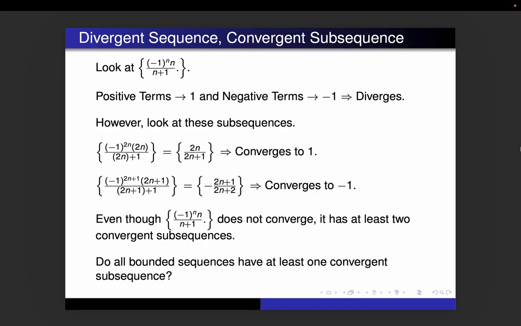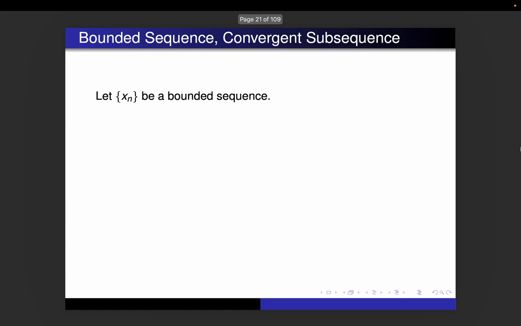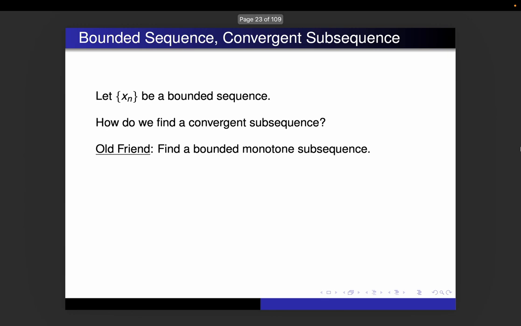The question you might ask is, do all bounded sequences have at least 1 convergent subsequence? So let x_n be a bounded sequence. How would we try to find a convergent subsequence? Well, one way of finding a convergent sequence, and this is especially true if you don't know what the actual limit is, is to find a bounded monotone subsequence, which you know is going to converge.